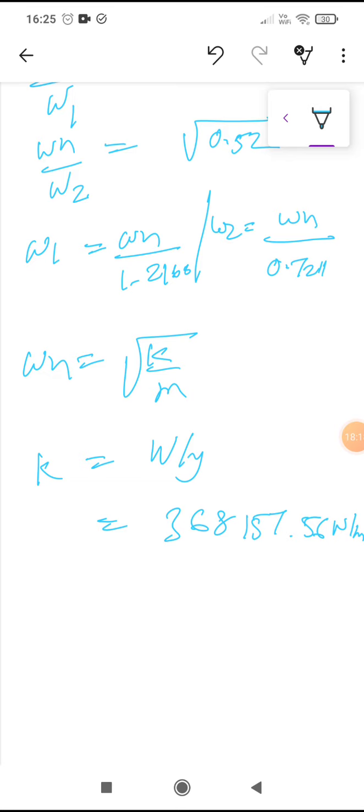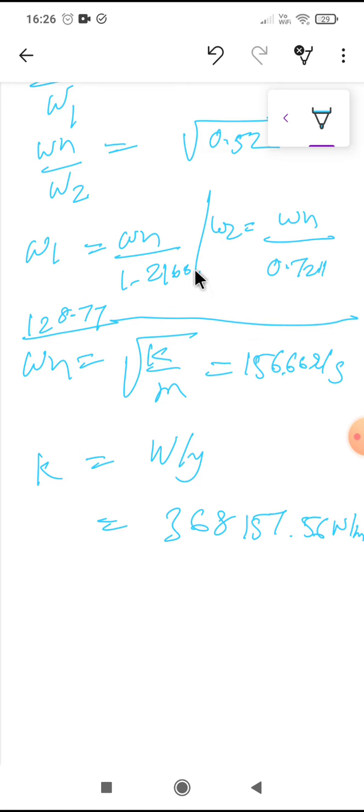Now what is the value of m? The mass is given as 15 kg. So we will get the value of omega n, that is 156.66 radian per second. After we get omega n, we can find omega 1 and omega 2. Omega 1 you will get as 128.77 radian per second, and omega 2 you will get 217.257 radian per second.